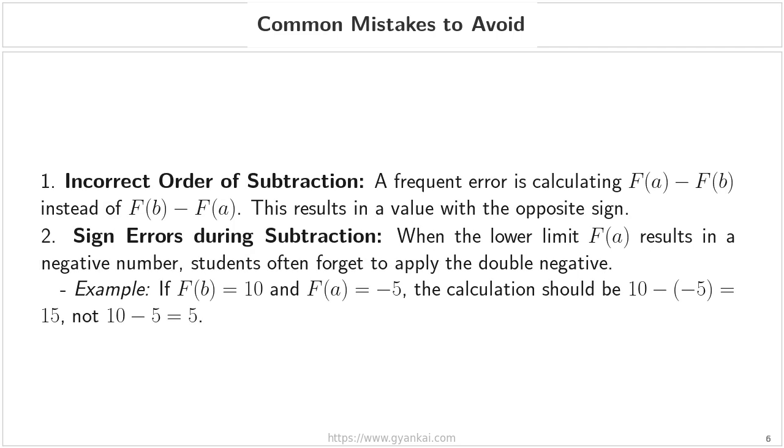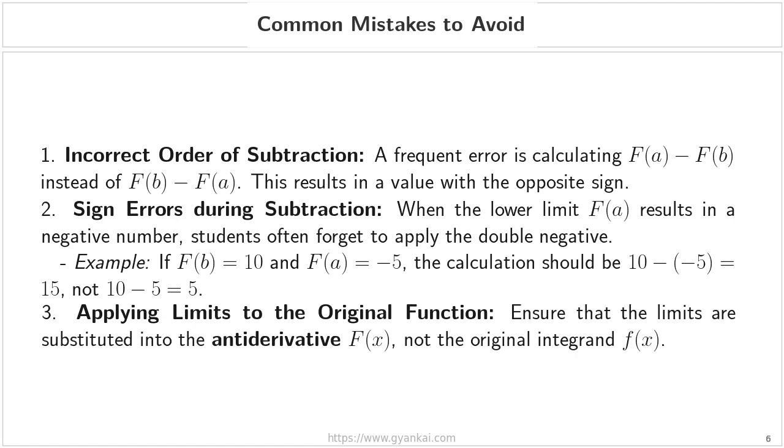It's a simple mistake, but a critical one. 2. Sign errors during subtraction. This one builds on the previous point. Sometimes when you evaluate the antiderivative at the lower limit, f of a, you might get a negative number. Students often forget to properly handle the subtraction in these cases. For example, let's say f of b is 10 and f of a is negative 5. The correct calculation is 10 minus negative 5, which equals 15. A common mistake is to treat it as 10 minus 5, which would only give you 5. Remember, subtracting a negative number is the same as adding its positive counterpart. Pay close attention to those signs.